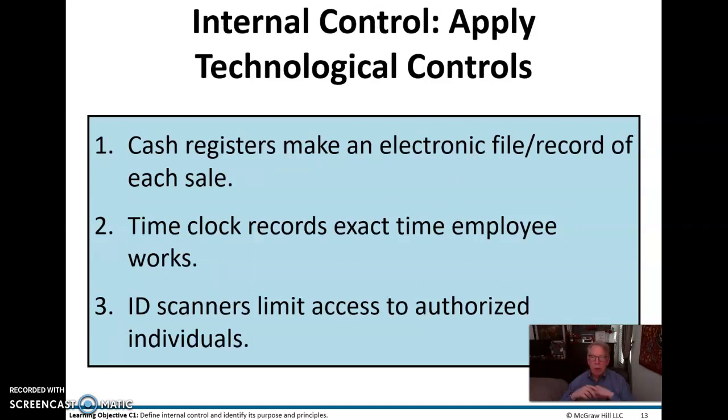Internal control, we're going to apply our cash registers, make an electronic file and a record of each sale. Time clocks for employees clocking in and out. And they may scan their badge or use other methods of clocking in and out of jobs or things like that. But still, we have a very exact accountability for that employee's work. And then ID scanners limit access to authorized individuals. So you can't get into certain places, etc.